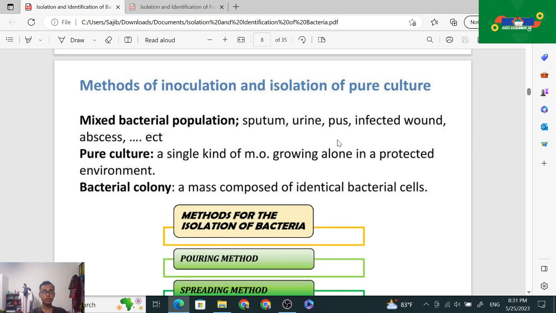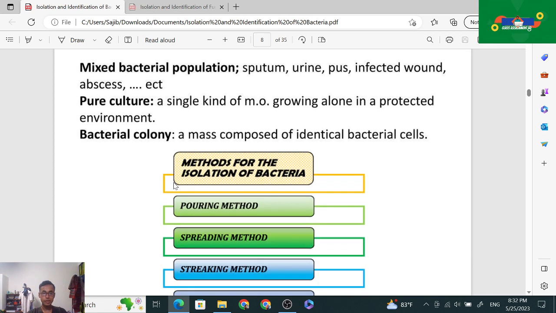Then methods of inoculation and isolation of the pure culture. Mixed bacterial population: sputum, urine, pus, then infected wound, abscess, etc. Pure culture is a single kind of microorganism growing alone in a protected environment. We can say a pure culture is a bacterial colony, a mass composed of identical bacterial cells. This is the bacterial colony.